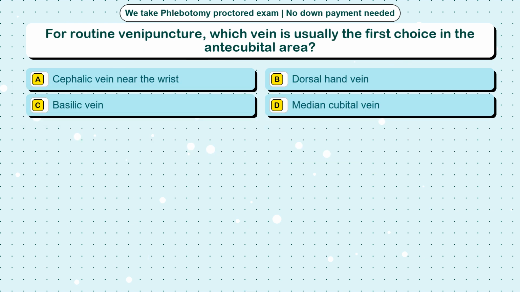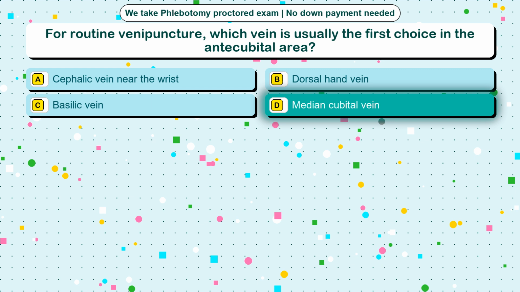Question 96. For routine venipuncture, which vein is usually the first choice in the antecubital area? Option A. Cephalic vein near the wrist. Option B. Dorsal hand vein. Option C. Basilic vein. Option D. Median cubital vein. The correct answer is option D.